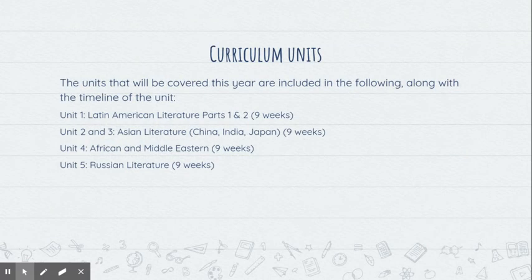Here are curriculum units. Unit 1 is Latin American literature, and that will last 9 weeks. Unit 2 and 3 is Asian literature, and will last 9 weeks. Unit 4 is African and Middle Eastern literature, and it will last 9 weeks. And Unit 5 is Russian literature, and will last 9 weeks.